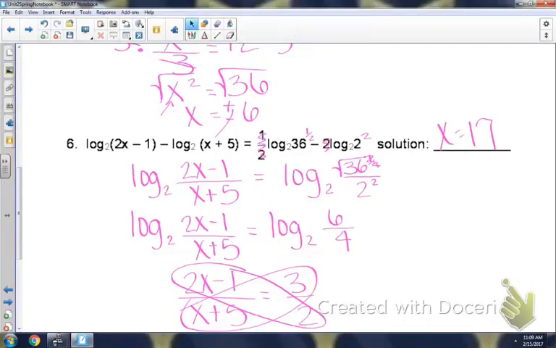Okay, so this lesson was over equations that have all log terms. So when it's all log terms, you're trying to condense it into one log that equals another log. So that way you can get rid of those and solve for x. Okay.